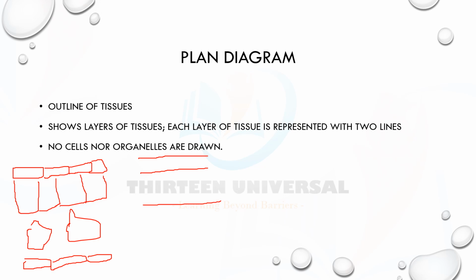So layer 3 proportionally, layer 4 something like this. See, what I just did is the plant diagram of this. A plant diagram does not show cells, it shows layers of cells, the outline of tissues. This is a tissue, two lines. This is another tissue, two lines. Another tissue, two lines. Okay, now this is the outline of a leaf.